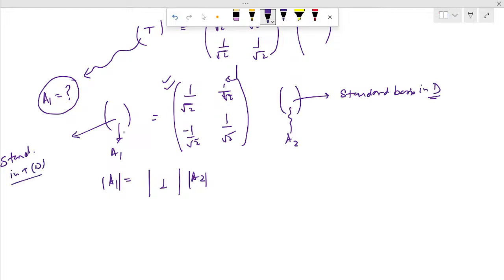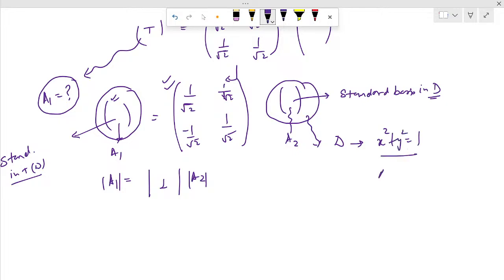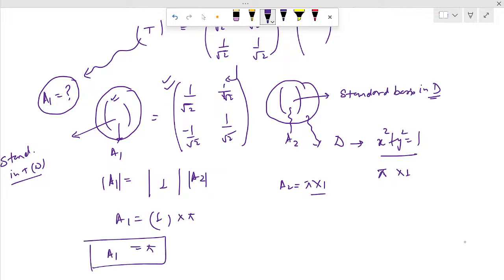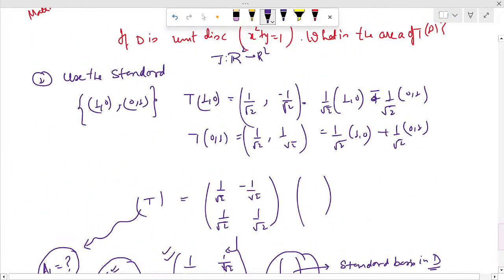So if I want to relate area, the area described by this would be equal to the determinant of this times the area described by this. What is the area described by this? You know that in D you are talking about a unit radius, a unit circle. And what is the area of a unit circle? Pi into 1. So A2 would be simply pi into 1, and A1 would be equal to 1 into pi. So the answer would be simply pi. This is how you do your questions.